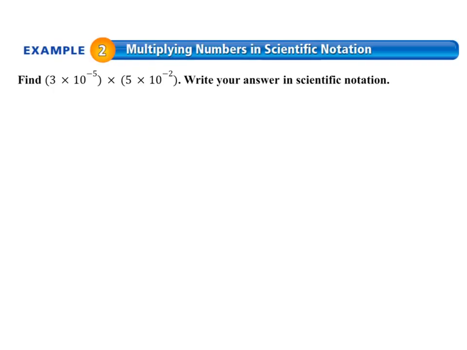Okay, so in example 2, you will see we are having this problem. 3 times 10 to the negative fifth is one number, multiplied by 5 times 10 to the negative second. And we're asked to write our answer in scientific notation. So what we need to do is think back to some of our rules of mathematics.